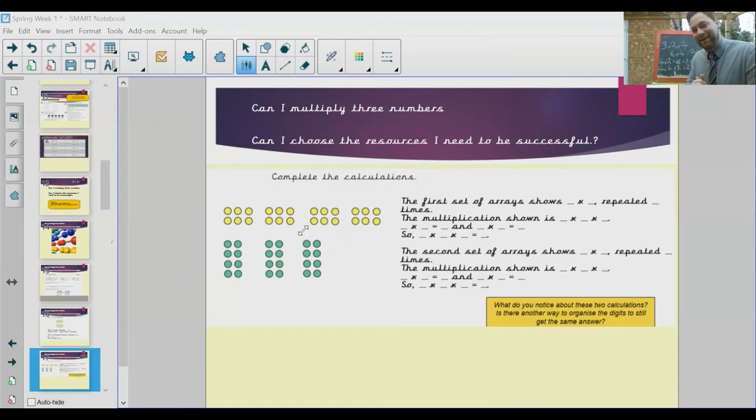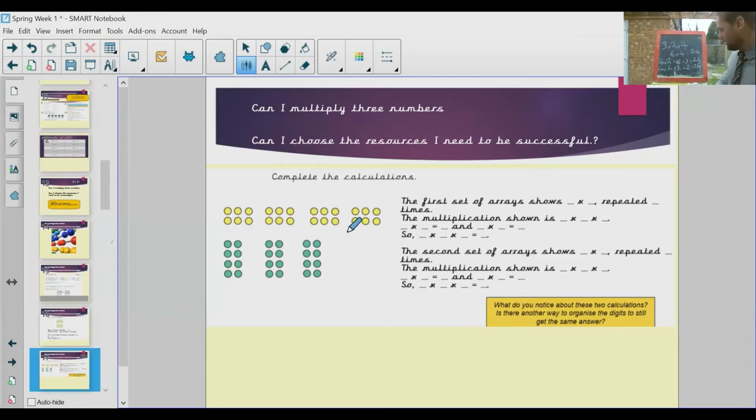Well, my screen's all gone dark. I don't know if you can see me, but here we've got our three green arrays, and we've got 2 going across and 4 going down on one of them. So we've got 2 going across, and then 4 going down.